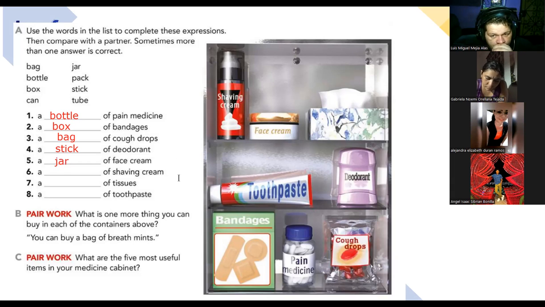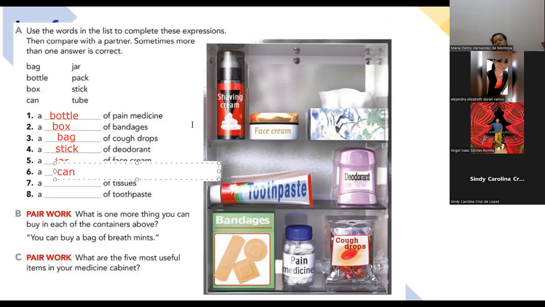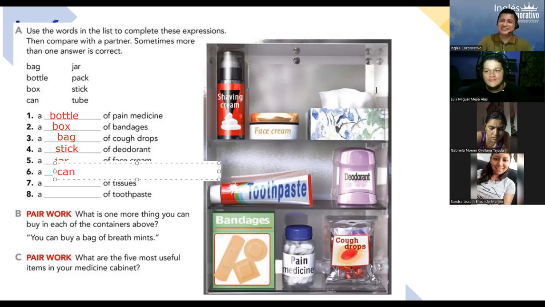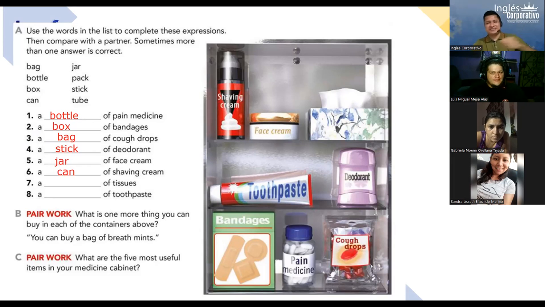What about shaving cream? Let me move this one so you can see it better. It's a bottle. It's not a bottle. It's a can. Oh, very good, Luis. You see, he knows because he uses it. Okay, very good, right? Exactly. Shaving cream, very good.